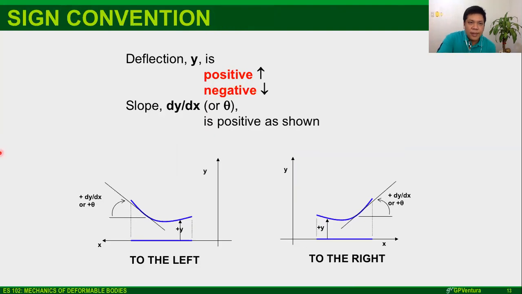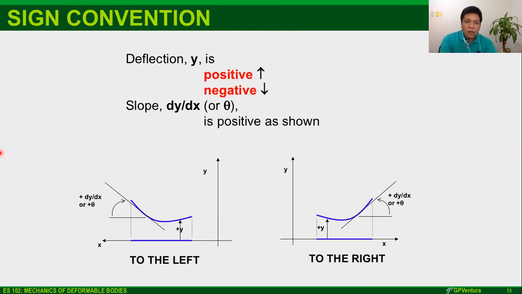Okay. Now, here are our sign conventions for a deflection, y. Alternately, we use deflection as y or delta. If you get a positive value, meaning the elastic curve or the beam moves upward. If you get a deflection which is a negative value, the deflection is downward.